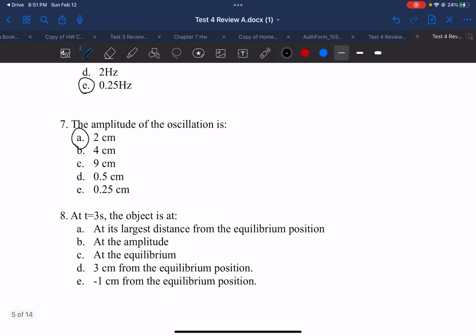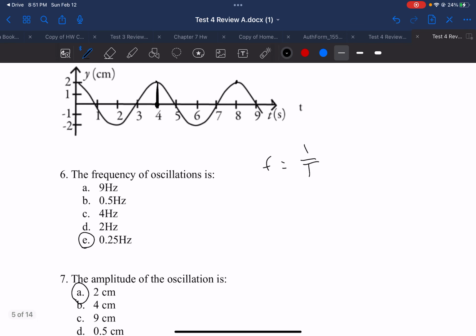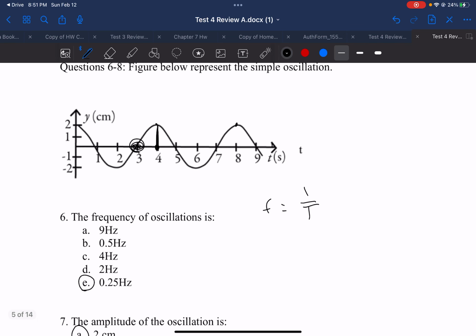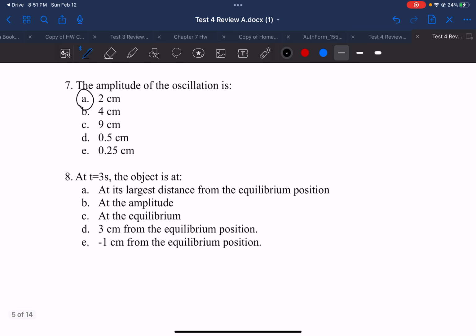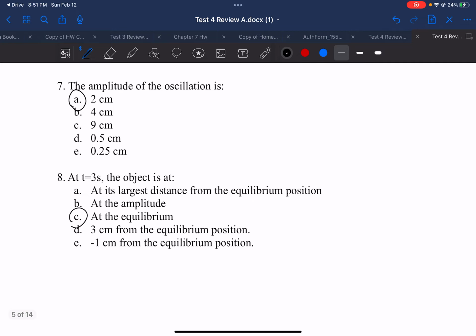And then finally, at t equals 3, the object is clearly at its equilibrium point. You can see that on the graph. Not really sure what else to say about that.